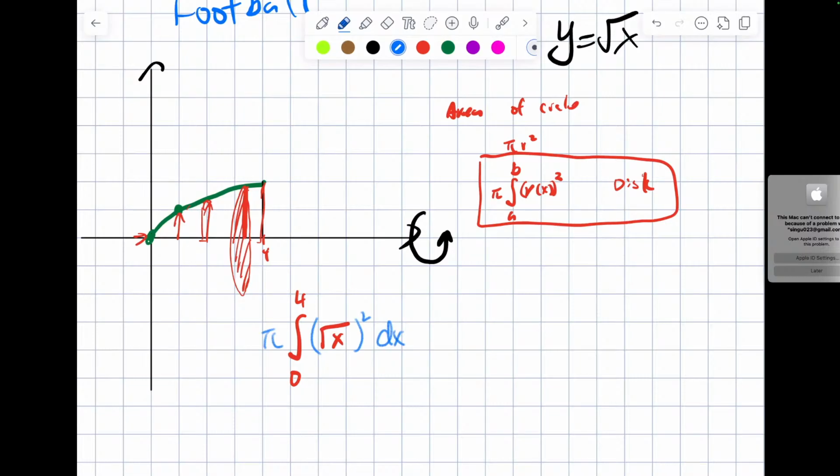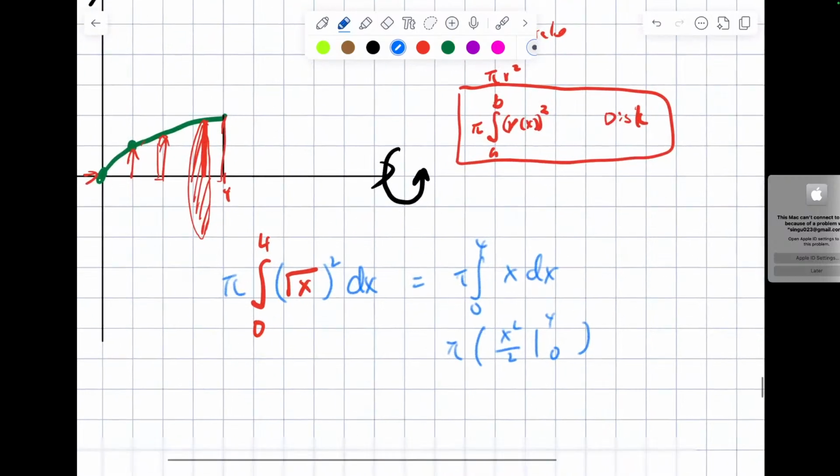Is that okay? So can we just figure this out really quickly? So 0 to 4, pi, this one's x dx. And this one's going to be x squared over 2 from 0 to 4 times pi, right? And that's equal to 8 pi. So we found the volume of the disk.